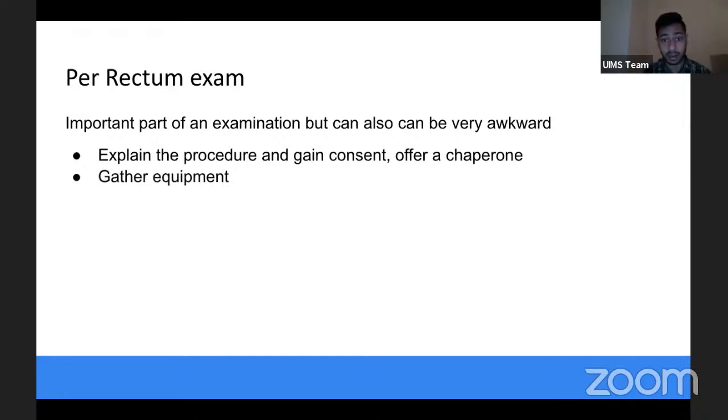After that, we should gather our equipment. We should gather gloves, some lubricant, some tissues as well, and possibly a tray as well.